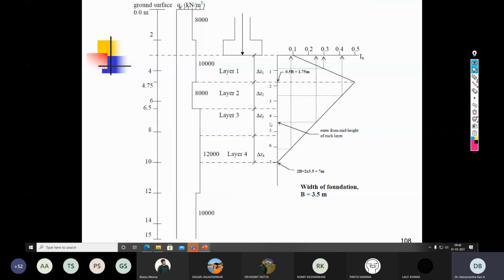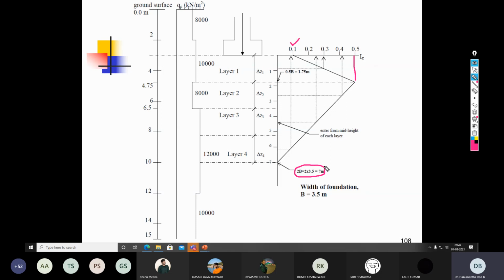So let me go to the next slide. This is the complete picture of the construction of the strain influence diagram. As you can see, the strain influence diagram corresponding to L by B of 1 has been picked up. It starts at the foundation level as 0.1 and increases to 0.5 at a depth of B by 2, that is 1.75 meter, and reaches 0 at a depth of 7 meter.